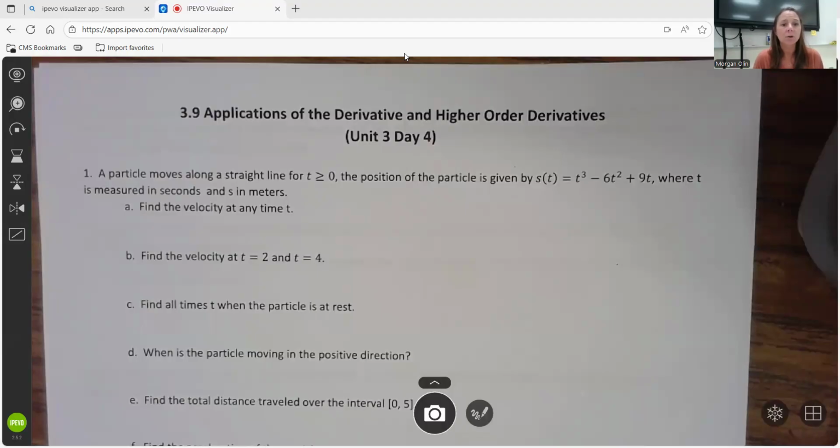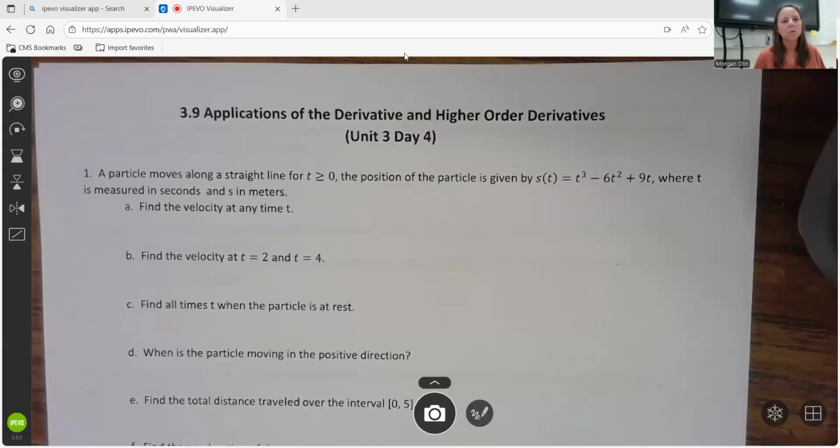So number one, a particle moves straight along the line for t greater than or equal to 0. The position of the particle is given by s of t equals t to the third minus 6t squared plus 9t, where t is measured in seconds and s in meters. Find the velocity at any time t.